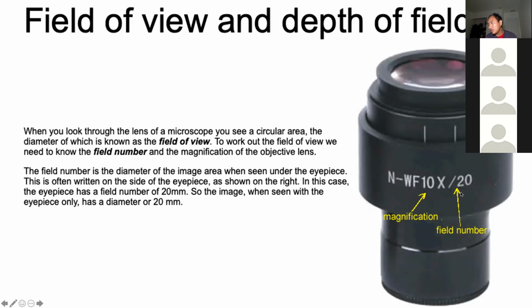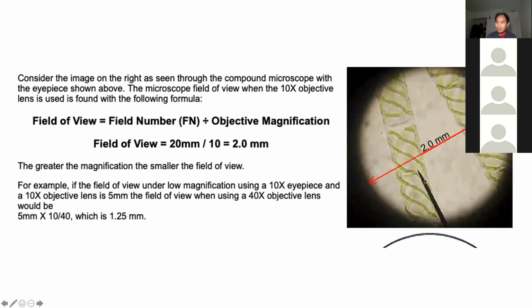And field number is 20, magnification is 10. So the field number is the diameter of the image area when you see under the eyepiece. So next time, whenever you get a chance, look at the lens and try to read the magnification and field number. That's the way we calculate field of view: field number and objective magnification.